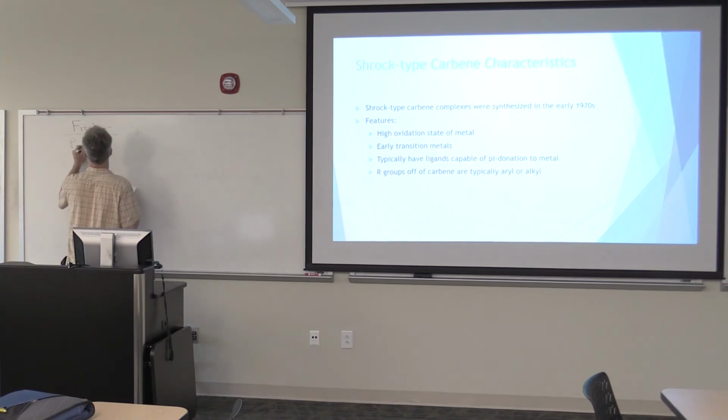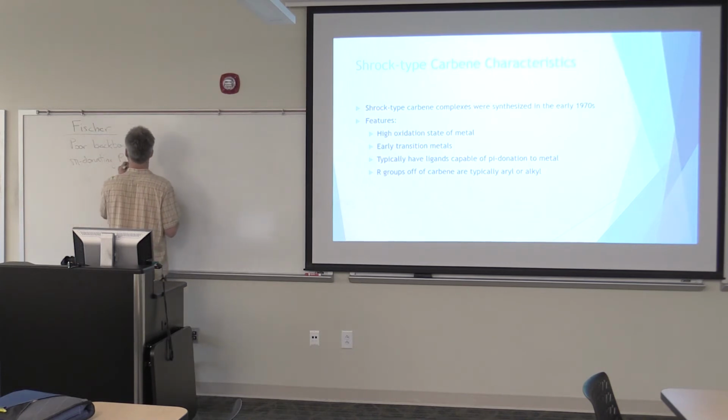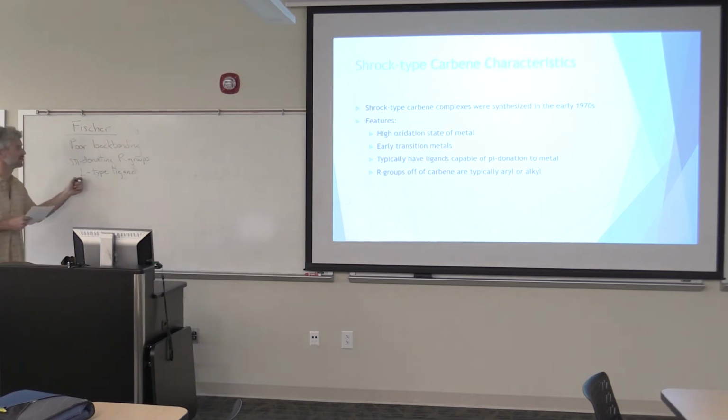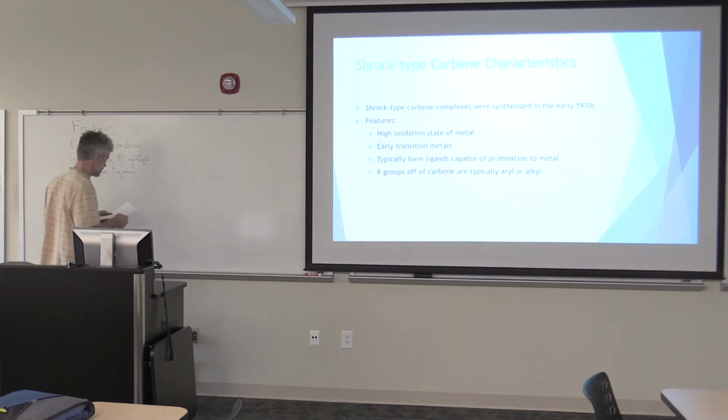So just to recap the Fischer, we're going to have poor back bonding to the metal. We'll have pi donating R groups. And what I didn't mention before is that Fischer is treated as an L-type ligand. You guys remember when we were first introducing ligands, we have the L-type versus the X-type. The L-type is the neutral type, and the X-type generally is going to carry some kind of charge.